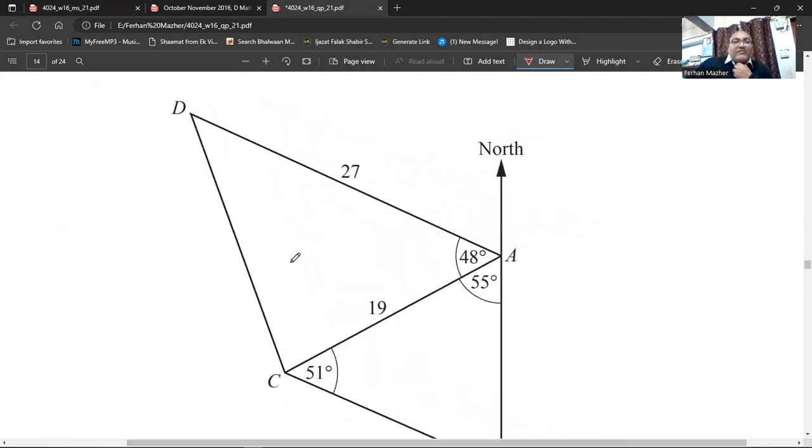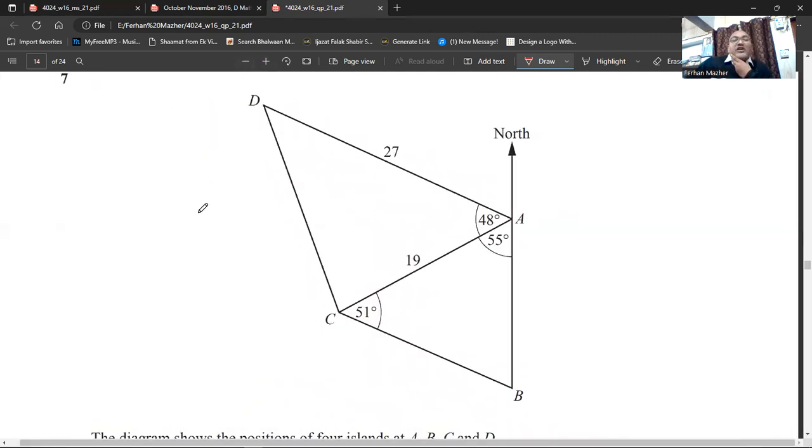Okay, so the methodology can be very, very simple. The bearing of D from A means that you have to go clockwise to this line. From here to here, this angle is how much? This is 180, because this is the south and this is the north. So for the bearing of D from A, on A you have that north, and from that north you go clockwise to the AD line.